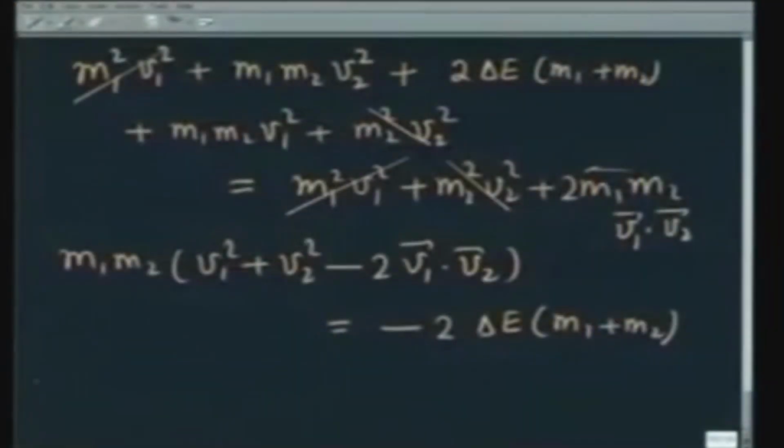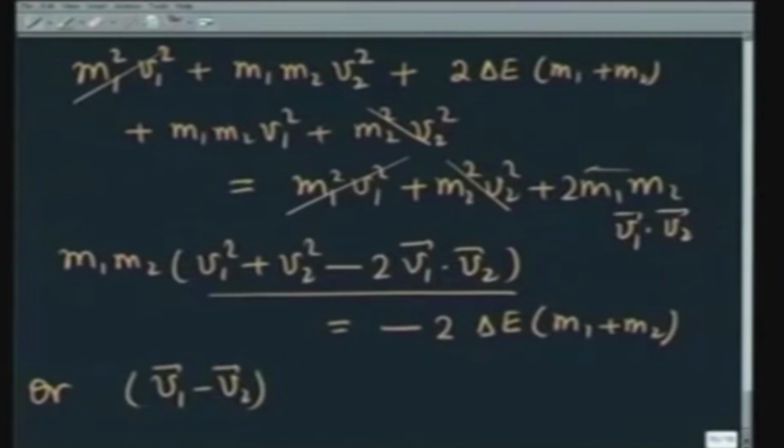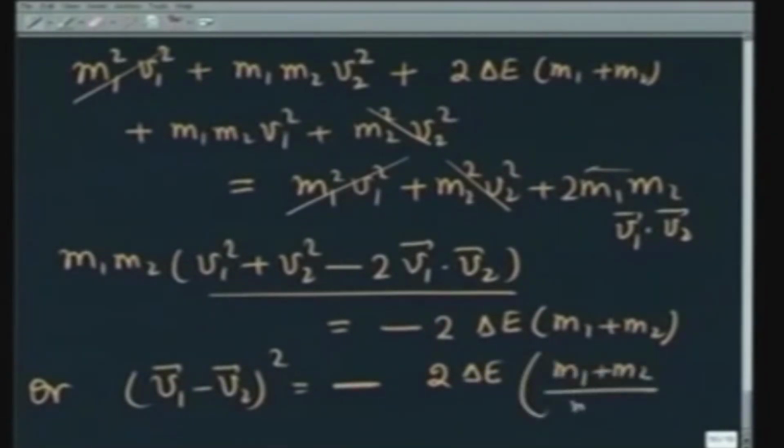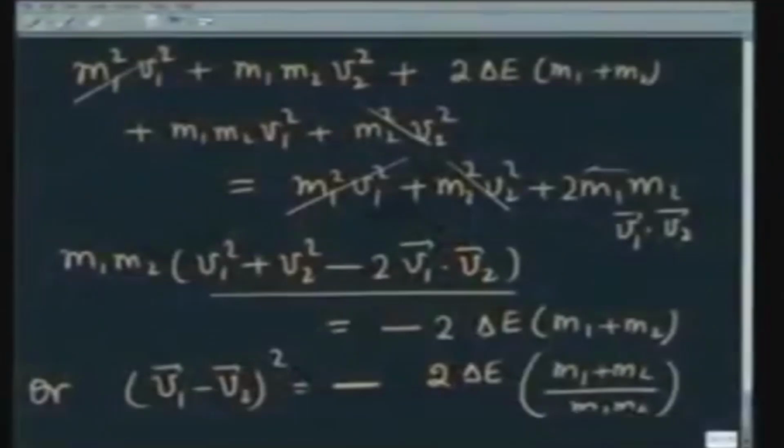(m1 plus m2), or I can write this as (v1 minus v2) square, and therefore get (v1 minus v2) square is equal to minus 2 delta E (m1 plus m2) over m1 m2. This is a very important result, and now we are going to see what all it teaches us about the motion. Let me write this again on the next slide.